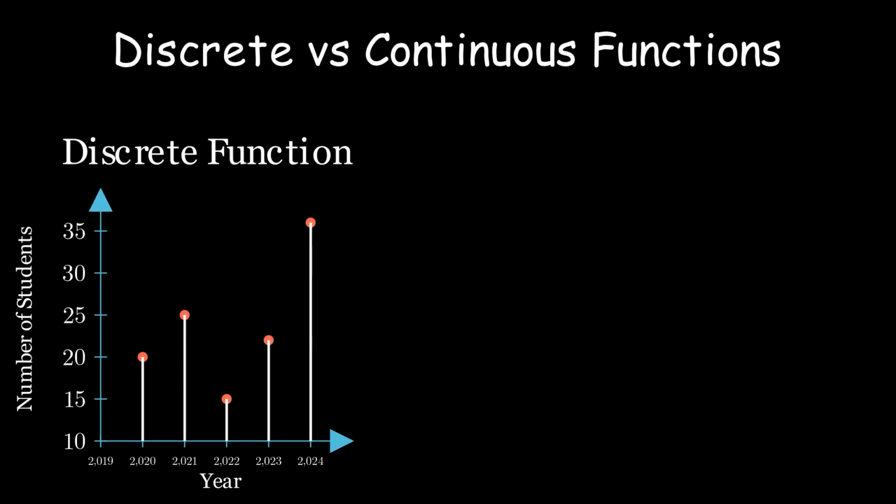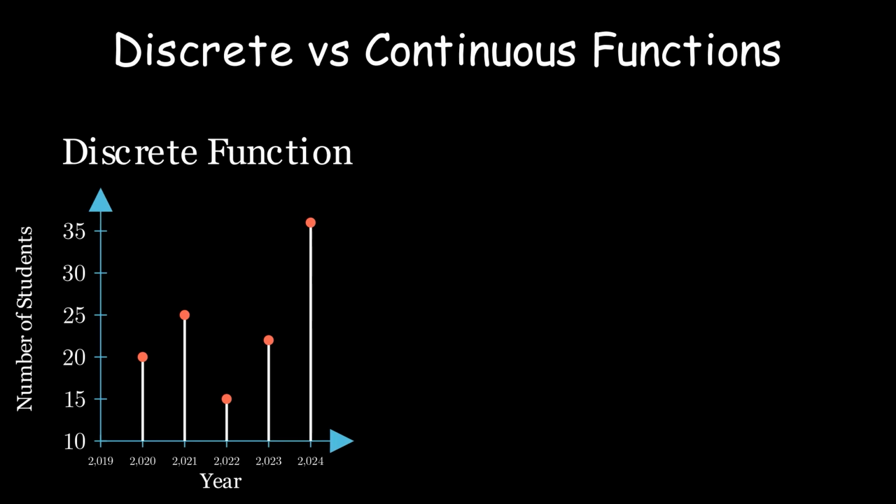As you can see from the graph, the number of students in the classroom only takes on integer values and does not change continuously over time. That is, there is nothing between two consecutive points on the graph. This is what we mean by a discrete function.